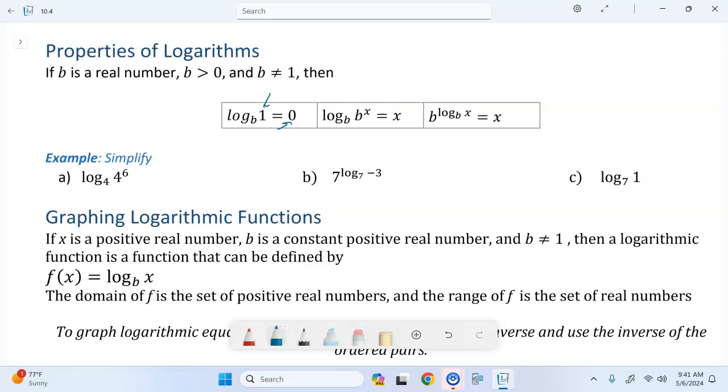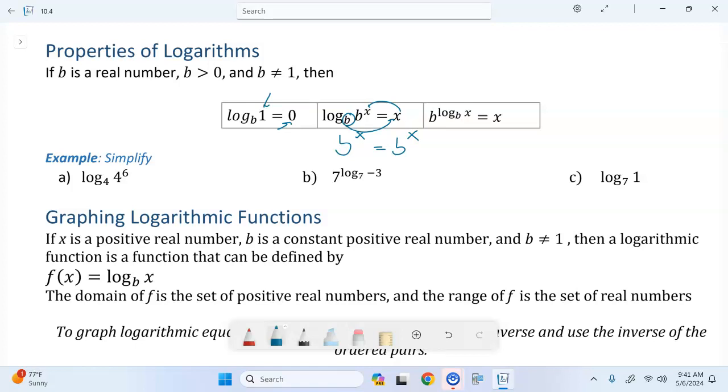The next property we have is that if I have a logarithm with a base, and then my argument is an exponential that has the same base, then the value of the exponent is the value of the logarithm. Okay? And if we use our conversion and convert this logarithm into exponential notation, we can see why that happens. I take my base, and I raise it to the power of x, and it equals my argument. So x has to equal x. They have to be the same.